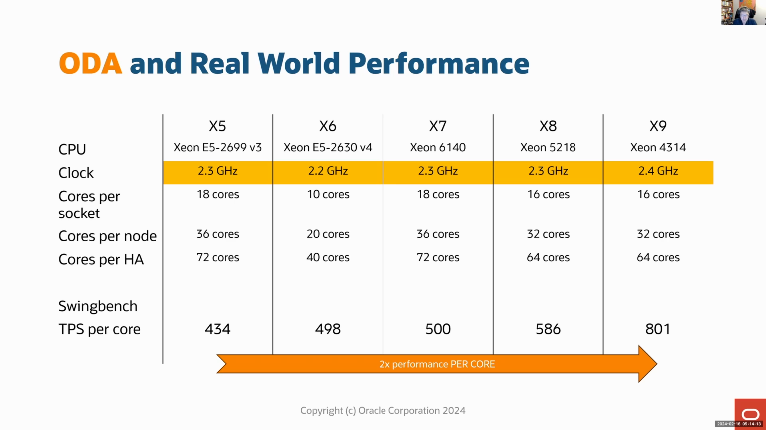And one of the things that customers seem to have in their mind is that more gigahertz means more performance. And while that may be true up to a certain point, there is a threshold where it becomes diminishing returns. So in this example of the last 5 generations of ODA, you can see that our clock speed has stayed reasonably the same, 2.3 to 2.4 gigahertz. We have not gone crazy in terms of clock speed on our CPUs. However, we use a benchmark application called SwingBench, and SwingBench is a database benchmark application.